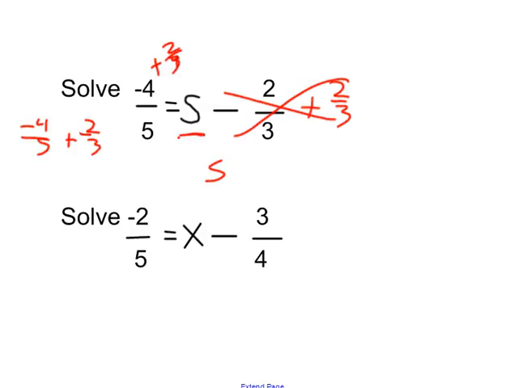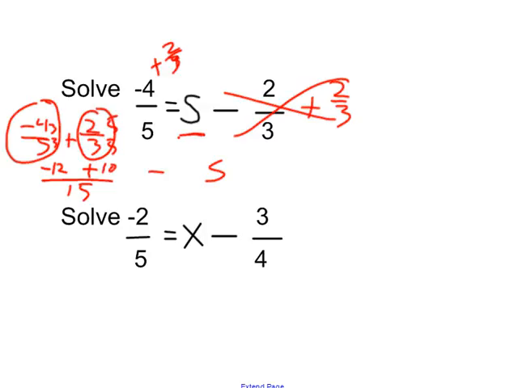I need to find a common denominator between these so that I can combine the numerators. It looks like the lowest common denominator is probably 15. So I need to take this fraction, this negative 4/5, and multiply the numerator and the denominator by 3 so that I can get a denominator of 15. So that would be a negative 12 over 15. And then plus, and I need to change this fraction to also have a denominator of 15. So I'm going to multiply both numerator and denominator by 5, which then would become plus 10 over 15.